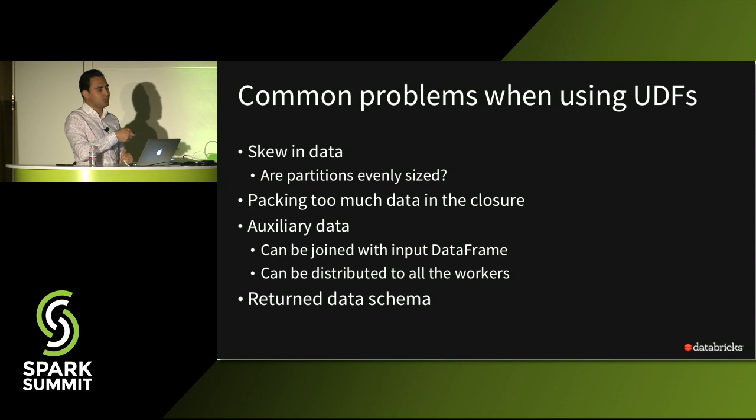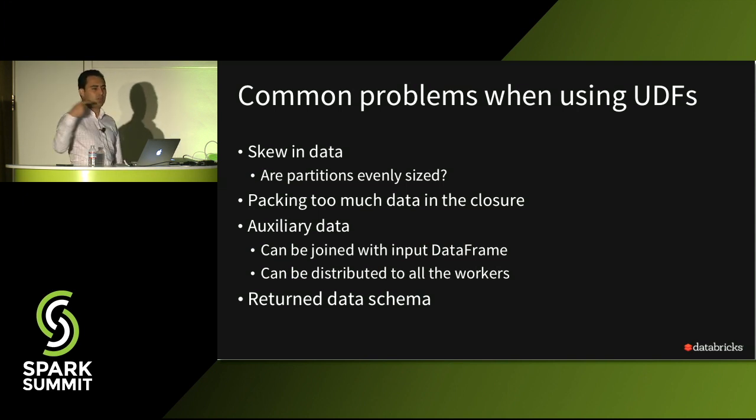This closure blow up usually happens because people want to use auxiliary data in their user function. The way we recommend working around it is either joining that auxiliary data with your input data frame so that it's shipped to the workers through the data pipeline, which is efficient and built for it, or distribute it separately to all the workers and then read it again on the worker in your function instead of sending it over the control plane. And finally, another source of problem that we see is the return data schema.